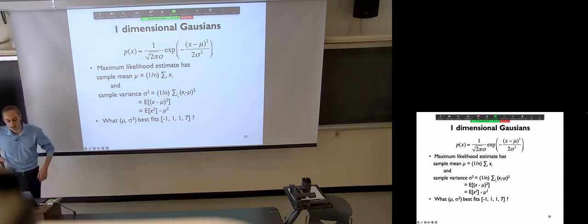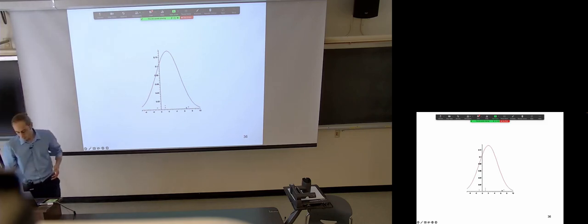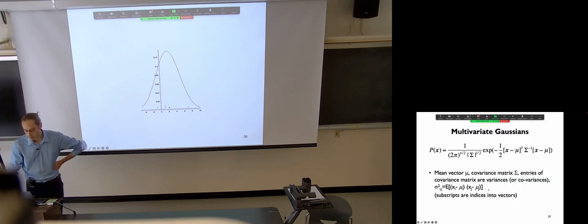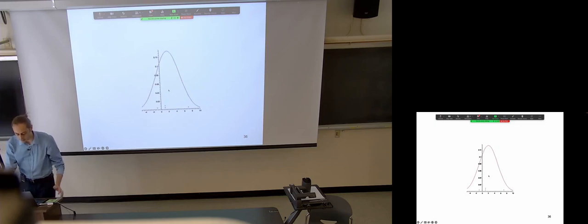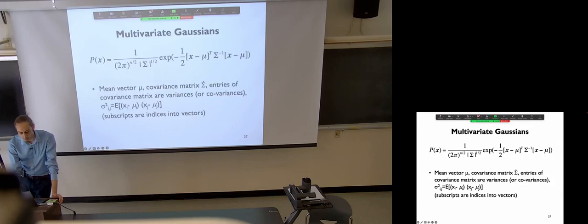So what about a quick exercise? What are mu and sigma squared that best fit this particular data set? Minus 1, 1, 1, 7. If we plot them, we have minus 1 here, two ones here, and the 7. So these are four data points, and we try to fit a distribution. We'll see that this is the Gaussian distribution that we fit. It's roughly centered at their mean. So the mean of these numbers will be where the Gaussian is centered, and it will have this variance, given by the sample variance, 1 over n times that.